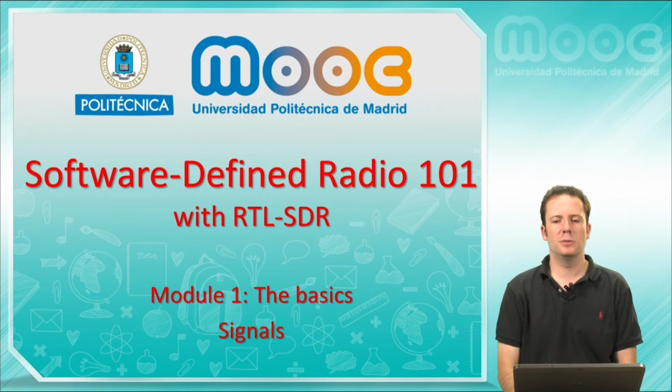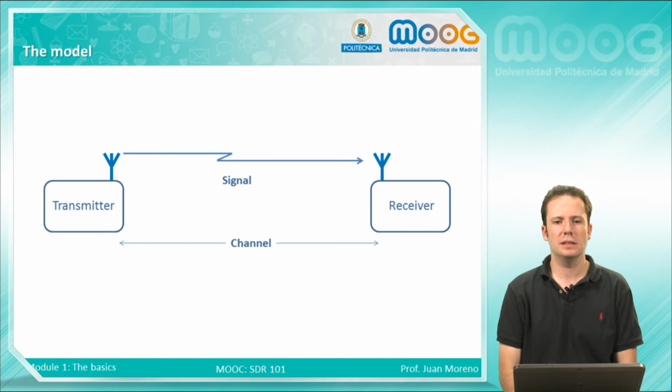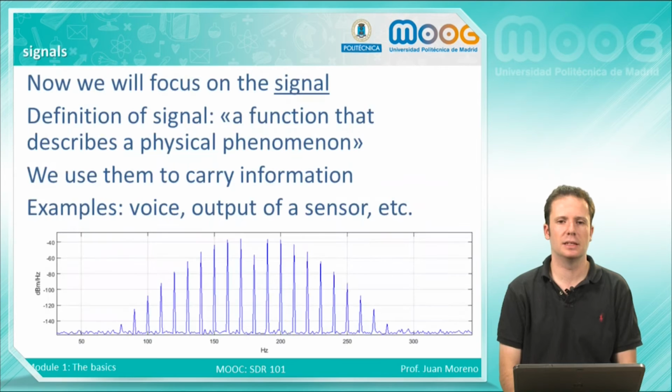In this video, we will talk about signals. This is the model that we will work with. You can see on the left the transmitter. On the right is the receiver. And between the two of them is the channel. What the transmitter transmits and the receiver receives is the signal.